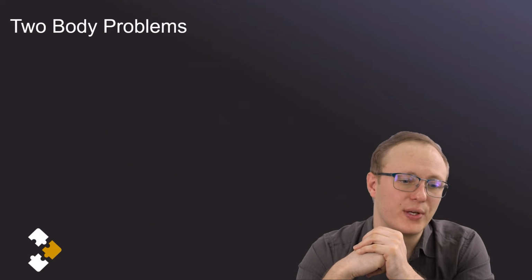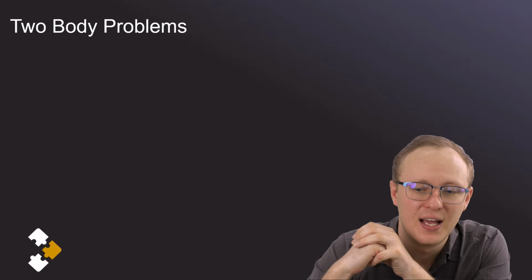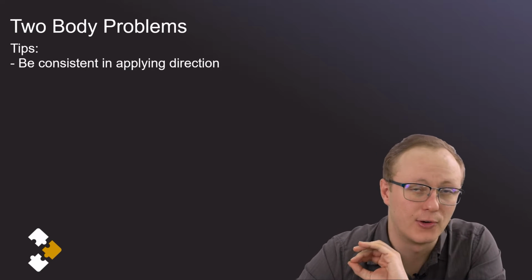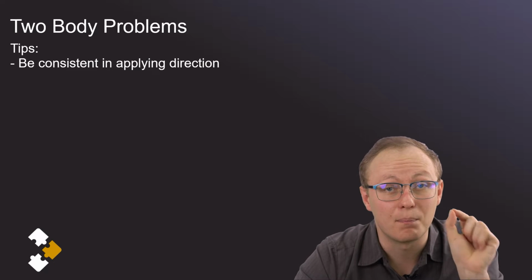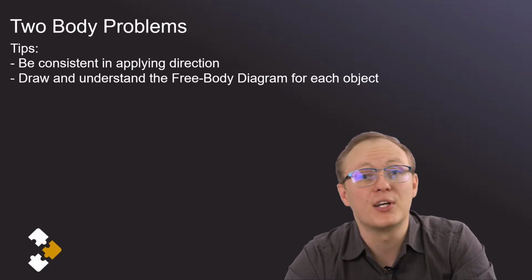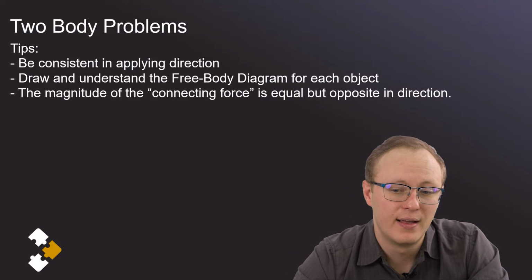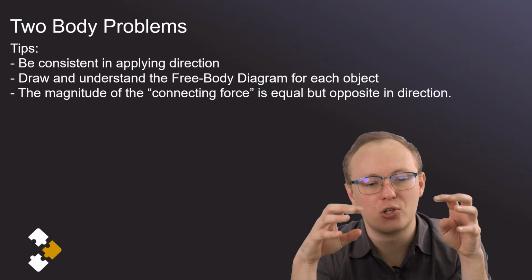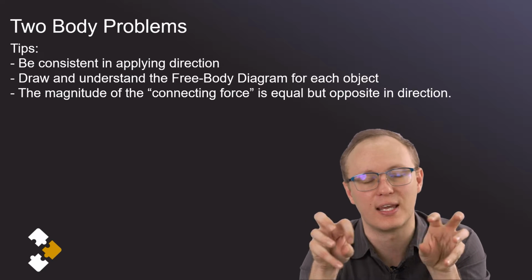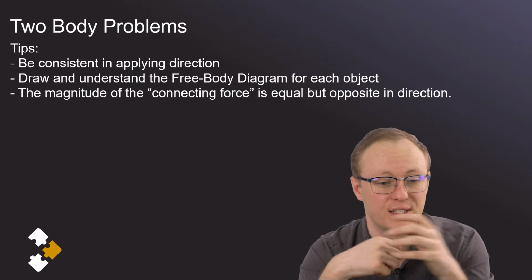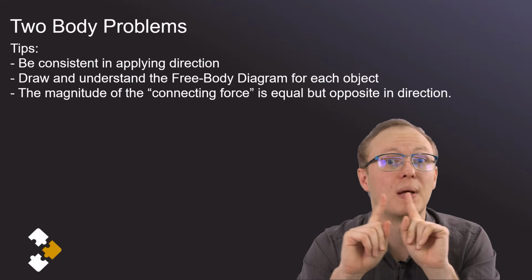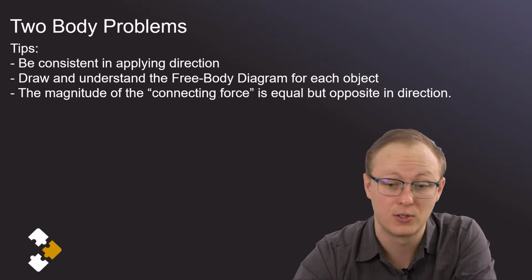So now we can get to the real juicy stuff, and that's going to be these two-body problems. Now for these, my tips are the following. Be consistent in applying direction. Draw and understand the free body diagram for each object, and then know that the magnitude of the connecting force, the thing that keeps these two things together such that they're going to move in the same way, is going to be equal but opposite in direction. So that's Newton's third law there.